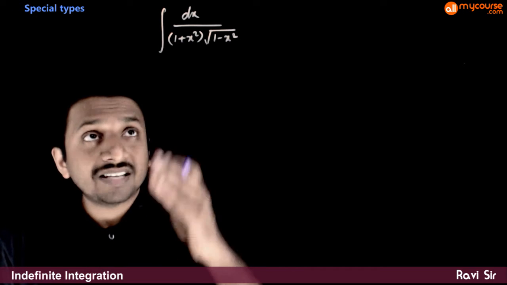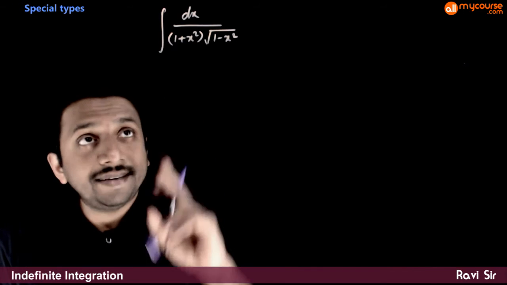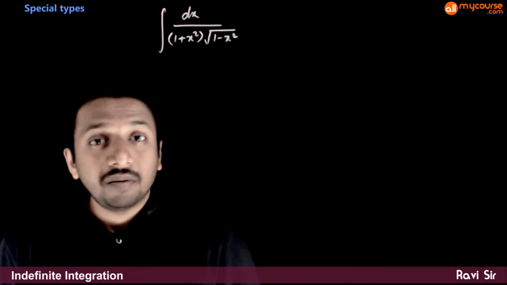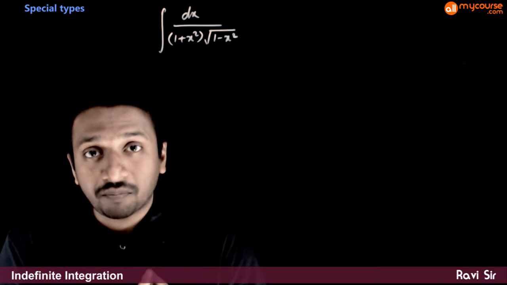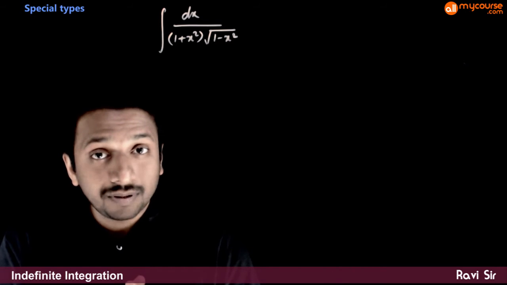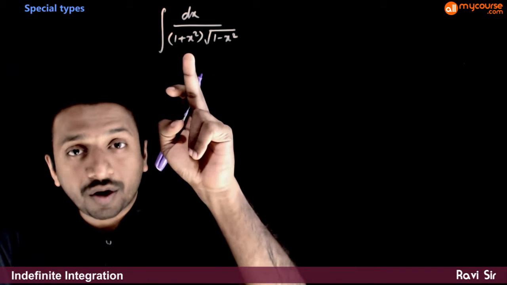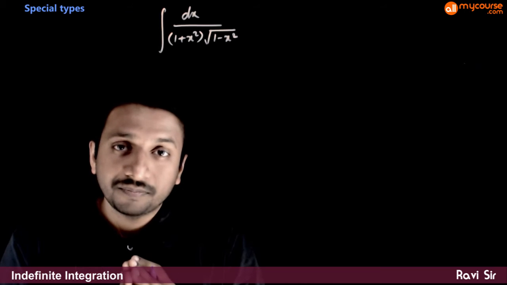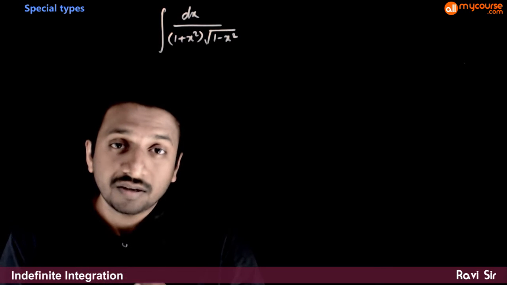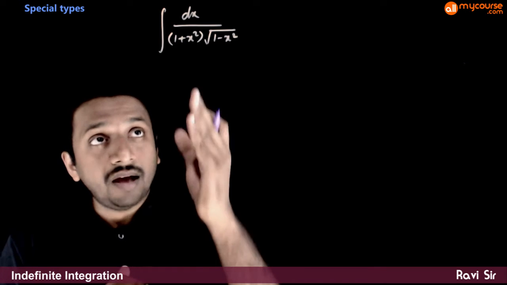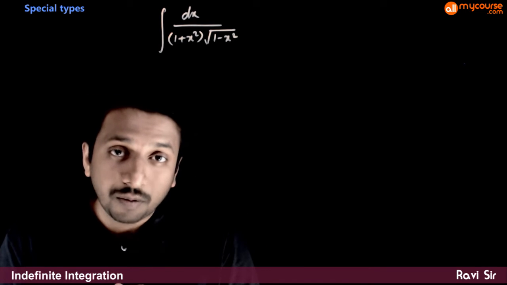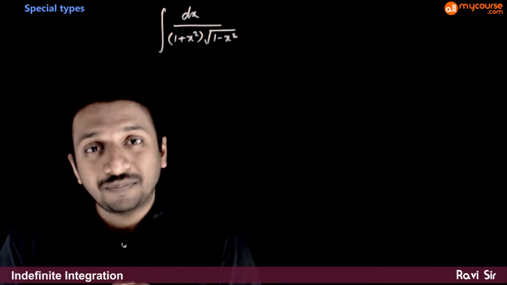Next, let us look at this question. Integration of dx by (1 plus x square) root of (1 minus x square). This is of the form 1 by quadratic into root of quadratic. And in both quadratics, you see that you don't have an x term. Now, if you have an integral of this form, what is the standard substitution?